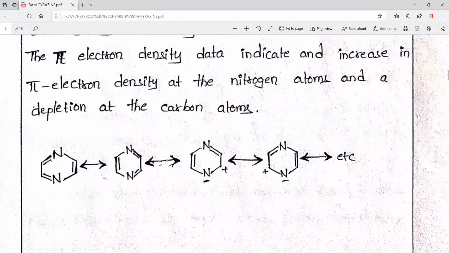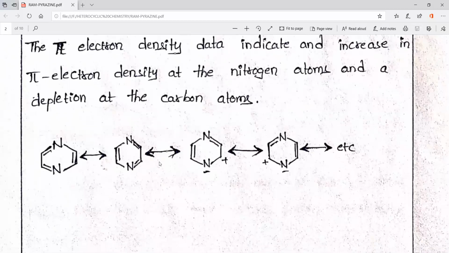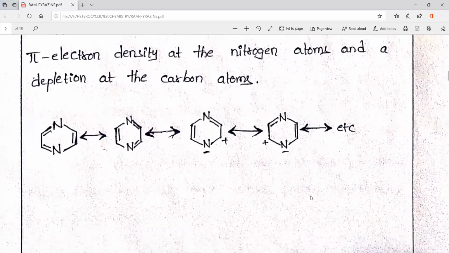These are some resonance structures of pyrazine. So this is the structure with the change in the position of the double bonds. The second structure is written, and when these pi electrons are withdrawn by nitrogen, we get a negative charge here and a positive charge here. Similarly, on the other side, when these electrons are donated to nitrogen, we get a plus charge here and a minus charge on nitrogen, and so on. We can write so many resonating structures for pyrazine.